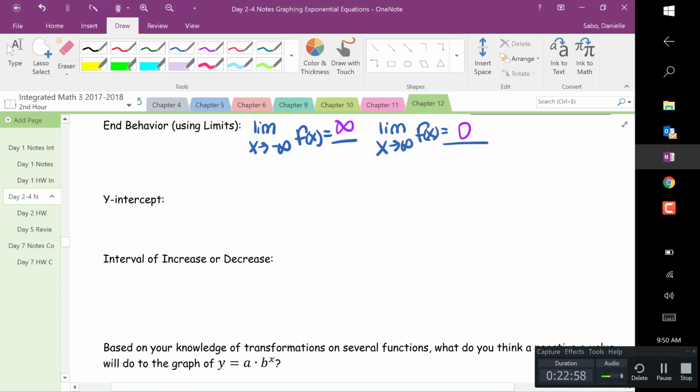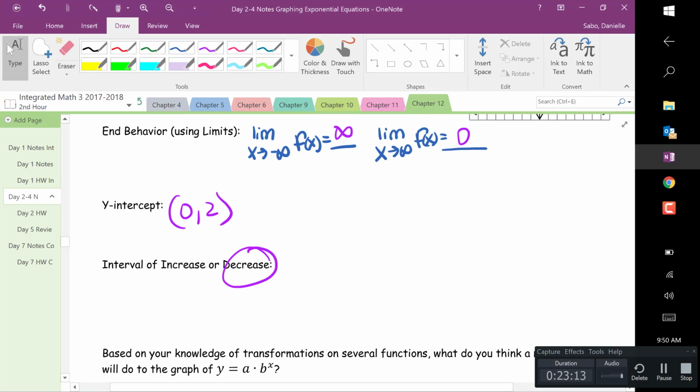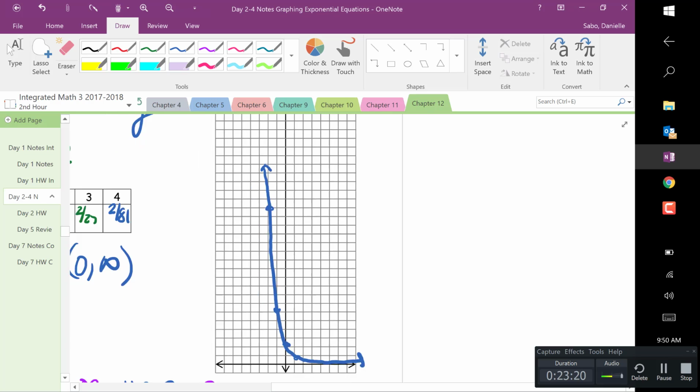Okay, next one. Y-intercept. What is it? 0, 2. Remember, that's the A value. It's the number out in front. Am I always increasing or always decreasing here? Decreasing. Left to right. Read it like a book. If I start at the leftmost point and go to the right, I'm going down. And I'm always going down.